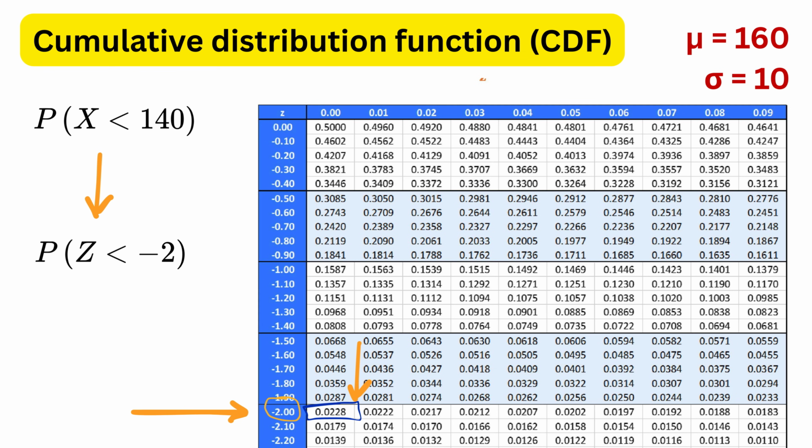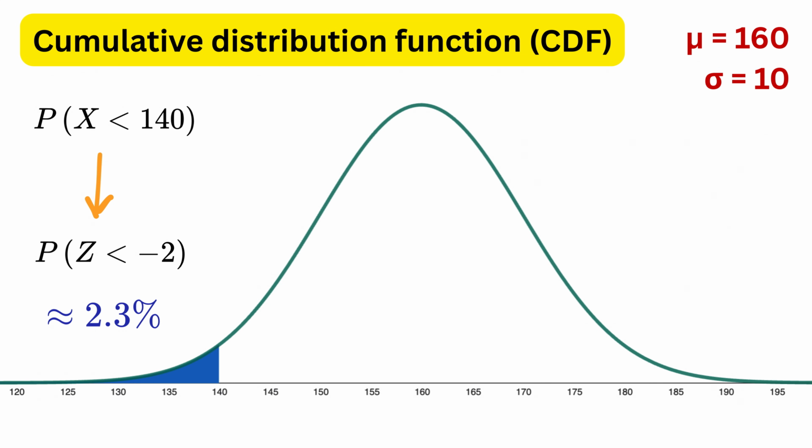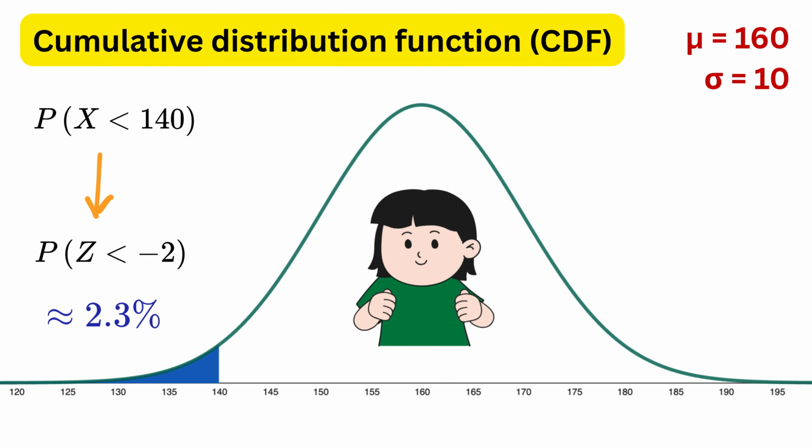Next, we use these tables or online software or coding languages like Python or R, etc., and find the CDF value when z-score is -2. The CDF value for -2 tells you the probability, which is around 2.3%. So around 2.3% of the people have height less than 140 centimeters. And that brings us to the end of our deep dive into the normal distribution.